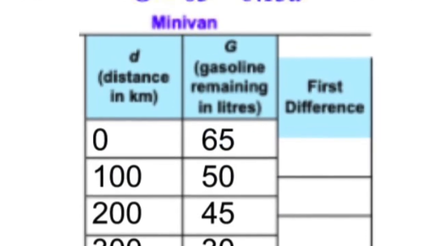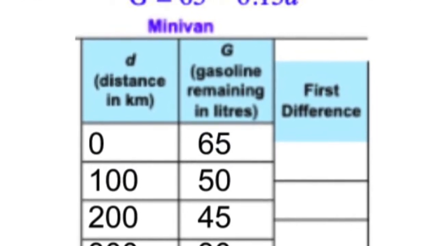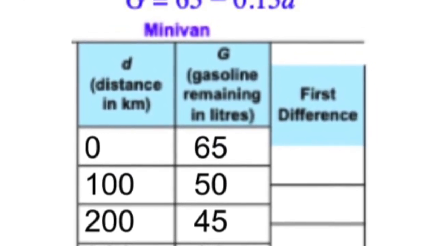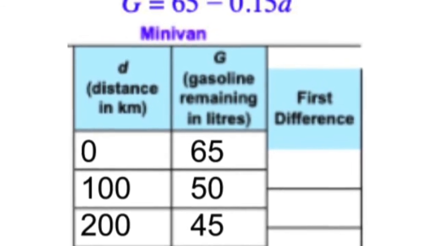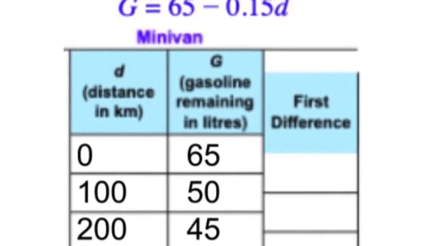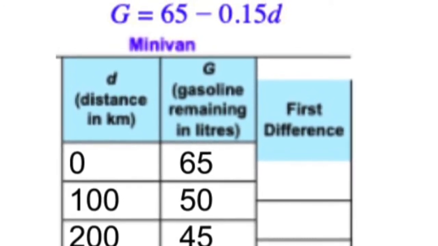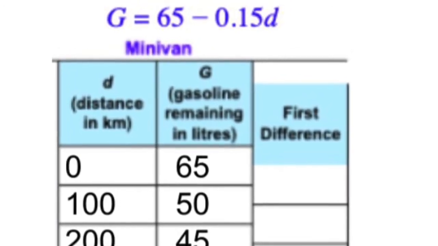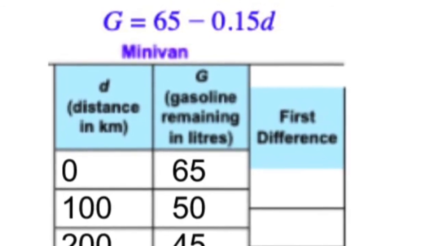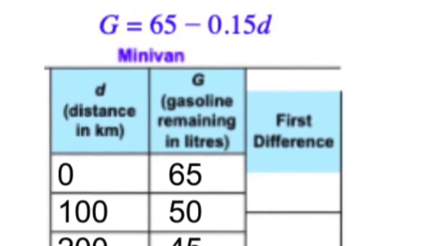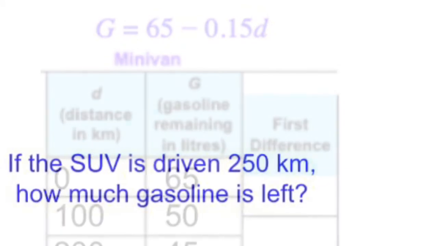If I look at the table of values, I see that the first number is the kilometers, and the second number is the amount of gas left over in the gas tank. So that means the 100 is the kilometers and the 50 is the amount of gas. That means if you've driven 100 kilometers, you only have 50 liters of gas left over in your gas tank.